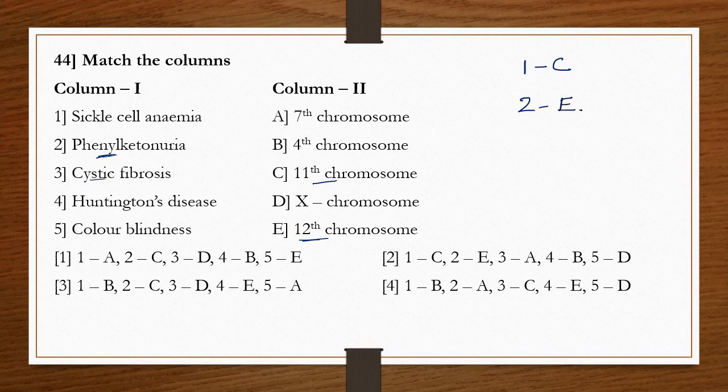Next, cystic fibrosis is a mucus deposit in the lungs. It is due to a defect in the 7th chromosome. That is, 3 is A. Huntington's disease is a defect in the 4th chromosome. That is, 4 is B, and color blindness is related to the X chromosome, so 5 is D. Based on this, the correct answer is option 2.